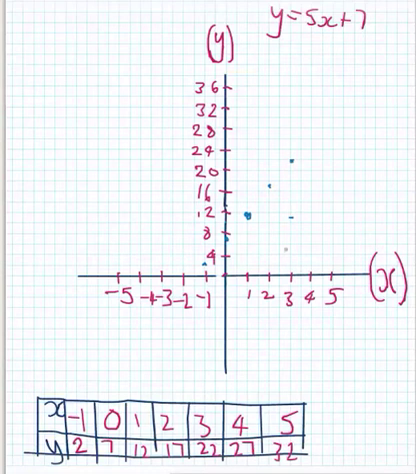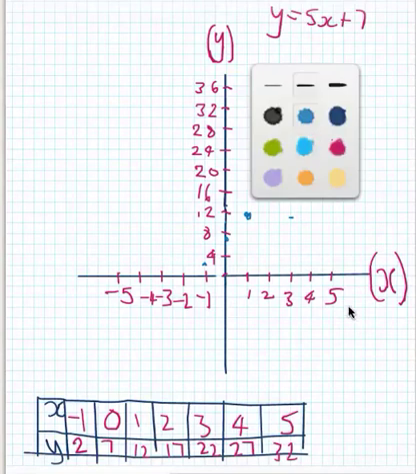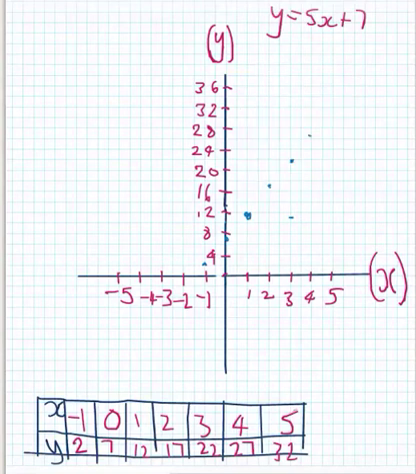All right. Let's see. X is 4. Y is 27. So we've got 28. That will be 26. So 27 will be just halfway. And last point. X is 5 and y is 32. So x is 5. Y is 32, just on that line.